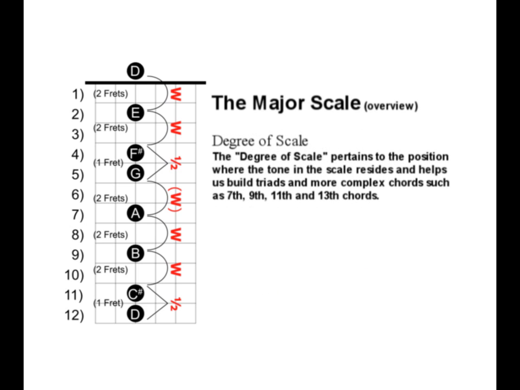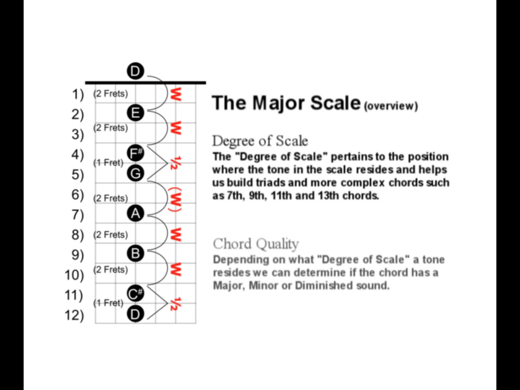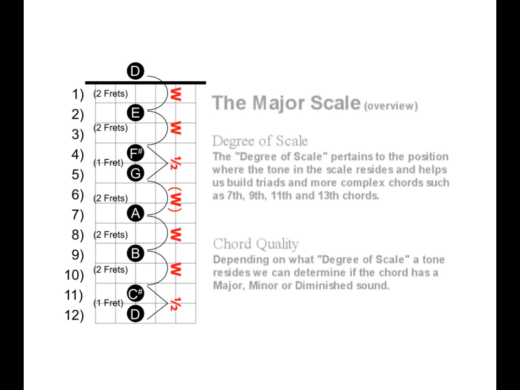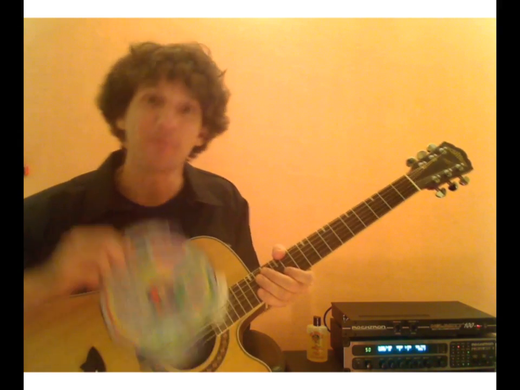Next, I'd like to talk to you about the degree of scale. And this pertains to the position of where the tone in the scale resides, and this helps us build triads and more complex chords, such as 7th, 9th, 11th, and 13th chords. And more importantly, we can determine the quality of the chord. Depending on what degree of the scale a tone might reside on, we can determine if the chord has a major, minor, or diminished sound. To further illustrate my point of working in the key of D major, I'd like to introduce you to one of my favorite reference tools, the guitar wheel. Check it out.